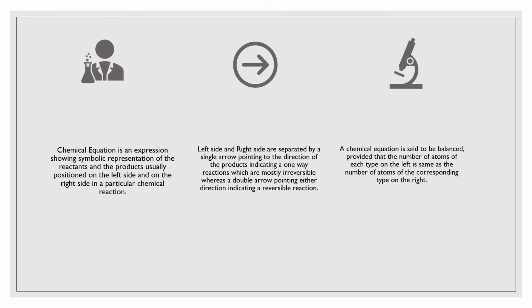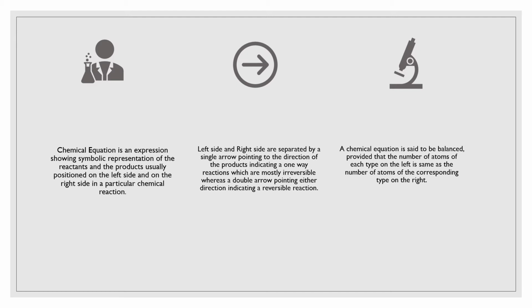A chemical equation is an expression showing the symbolic representation of the reactants and the products, which are usually positioned on the left side and on the right side in a particular chemical reaction. The left side and right side are separated by a single arrow. It points towards the direction of the product, which indicates a one-way reaction. Mostly it is irreversible. If there is a double arrow pointing in either direction, it indicates a reversible reaction.